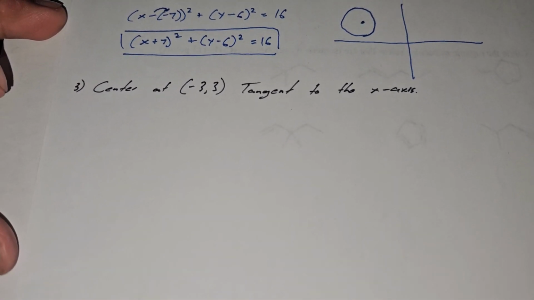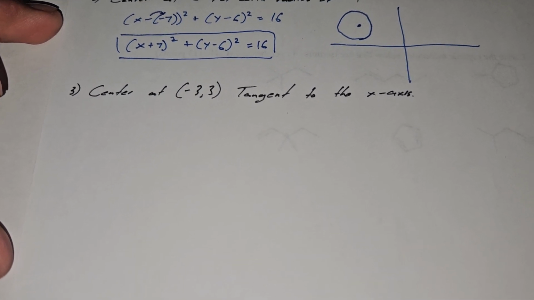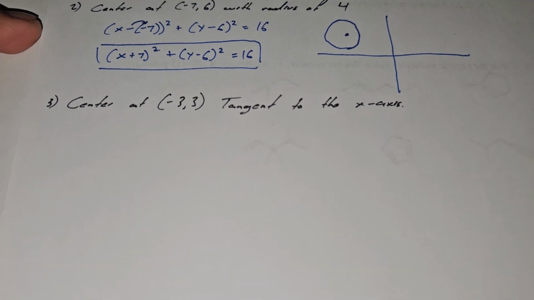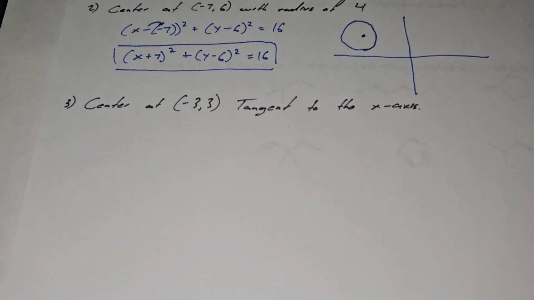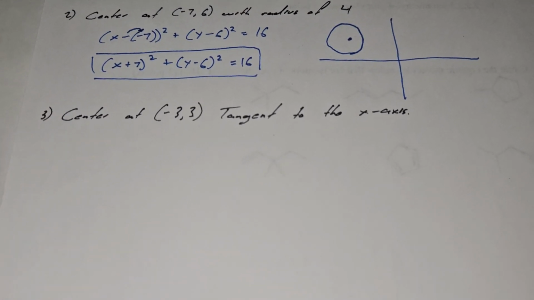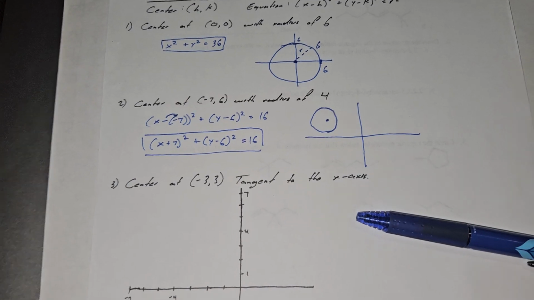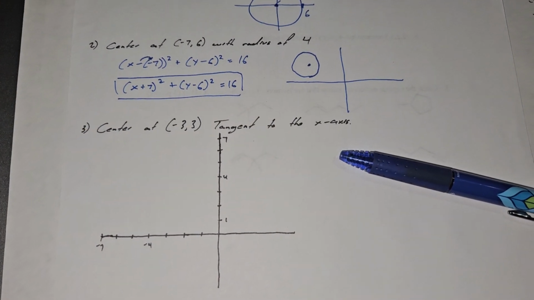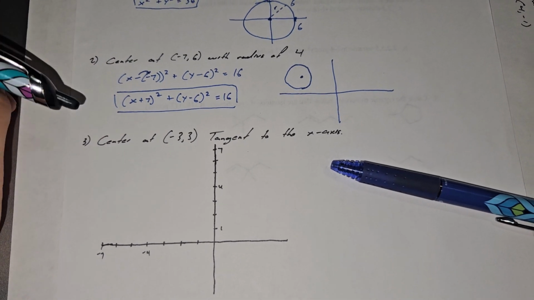Number 3 states the center is at (-3, 3), tangent to the x-axis. Right here we actually do have to draw the graph, so let's go ahead and do that. I'm going to have to pause a little bit so I can draw straighter lines, but I'll be right back. Alright, I'm back, and I did not draw this Cartesian plane as well as I wanted to, but let's keep going.